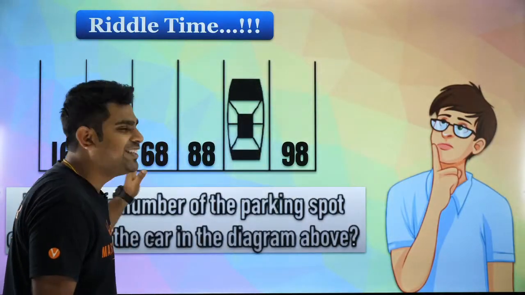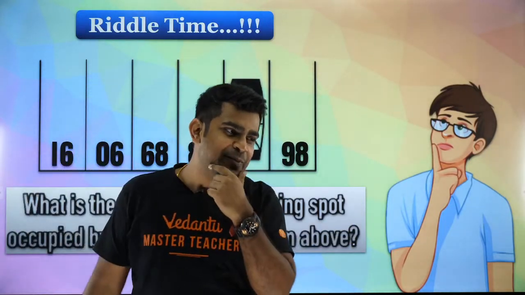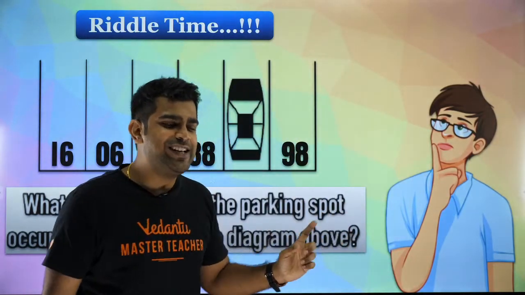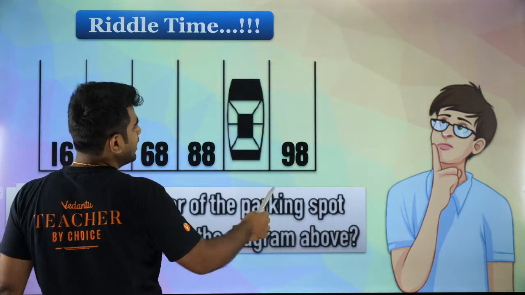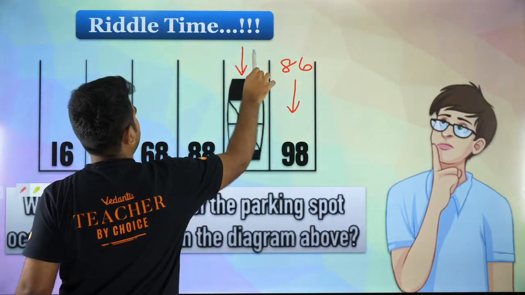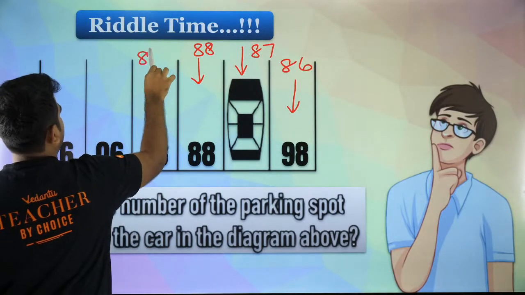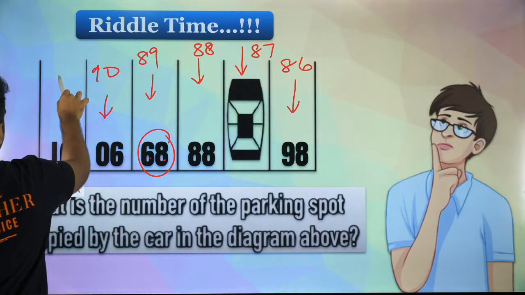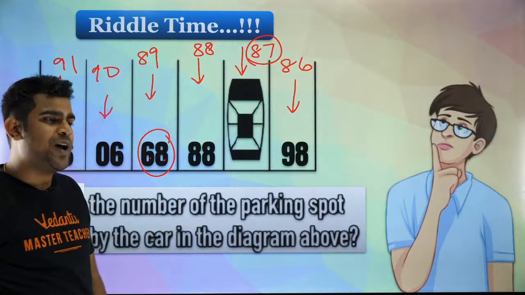Okay. I think I shouldn't have given the diagram. I think the diagram made it very easy. I kind of realized it when I was preparing the content. But anyway, it's fine. Chill. It's 87, guys, because these are all parking numbers. This is 86. This will be 87. This is 88. This is 89. Look at it reverse. 89. This is 90. This is 91. So this should be 87. So your friends were right.